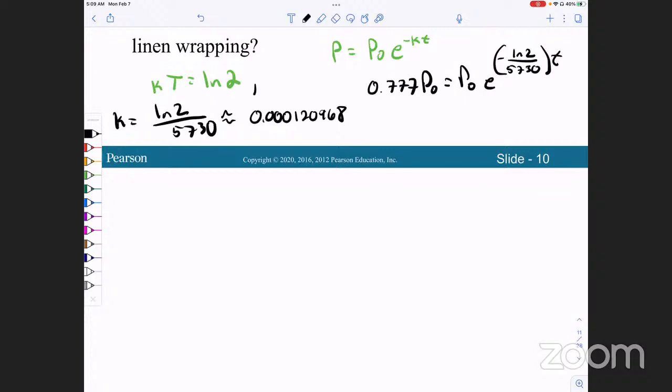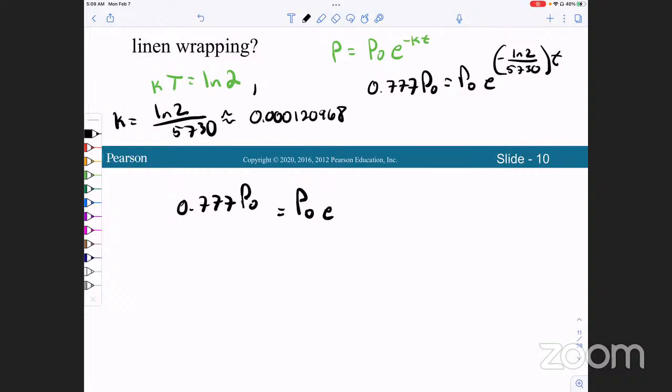Just rewrite the main part. So again, I'm just using this exponential decay model. I'm going to start with the equal sum, right? Again, we started with P naught. That's how much we started with. If it's lost 22.3%, that means we have 77.7%, expressed as a decimal, of P naught remaining.